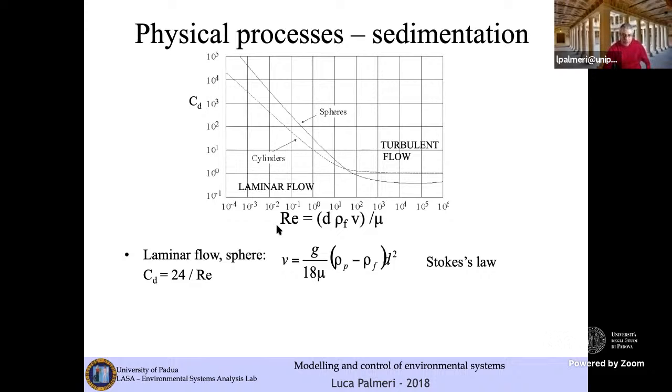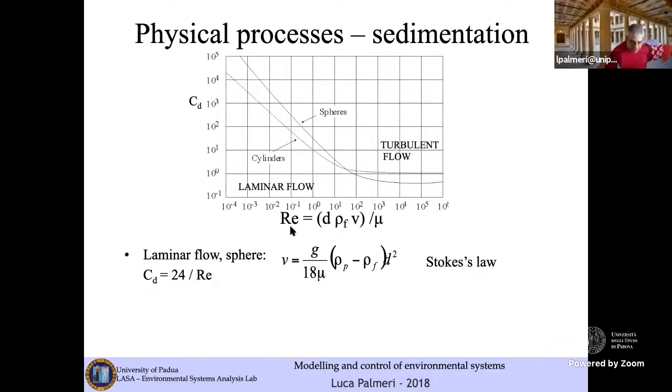For low values of Reynolds number, you are in conditions of laminar flows. For higher values of Reynolds number, you are in conditions of turbulent flows. In this case, we have Stokes law, but it is applicable for laminar flow conditions. So low values of Reynolds number and spheric particles. In this case, we have a simple relationship between the Reynolds number and the drag coefficient. The drag coefficient is 24 divided by the Reynolds number.